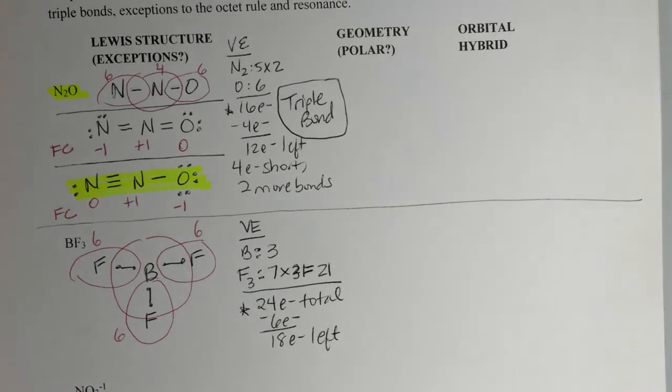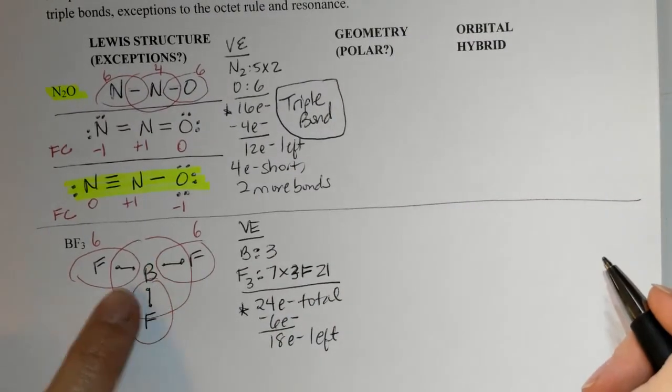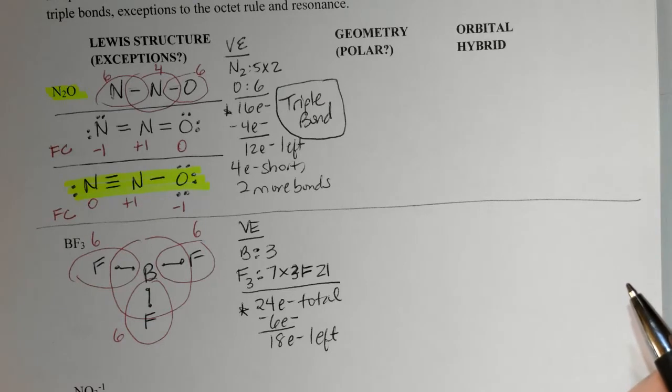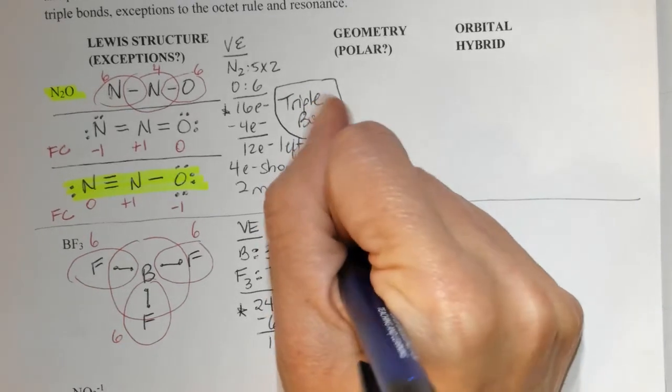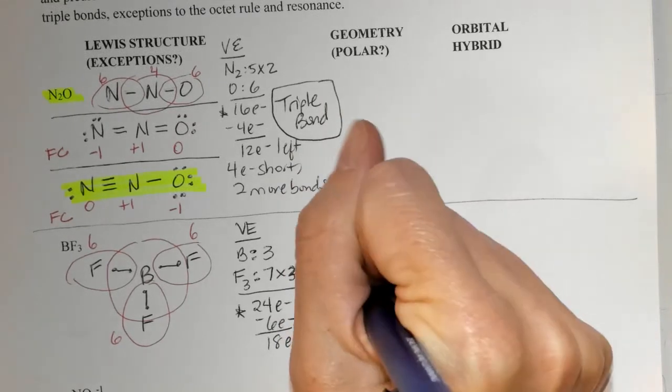And boron is an exception to the octet rule. It typically only does 3 bonds, so we can't complete the octet for boron. So boron is an exception to the octet rule.